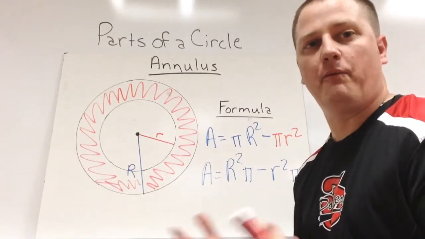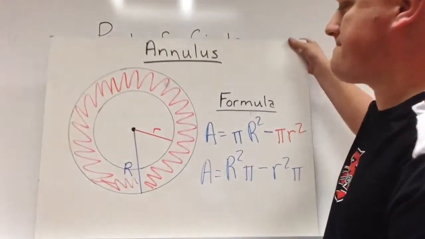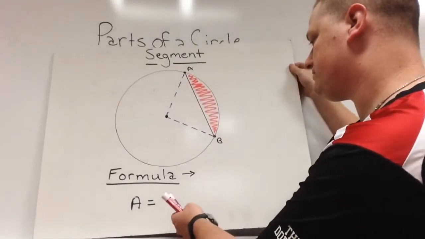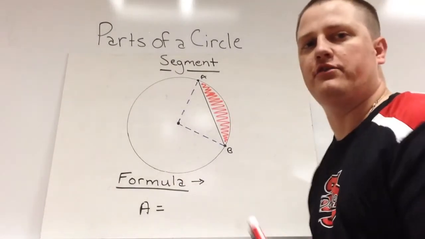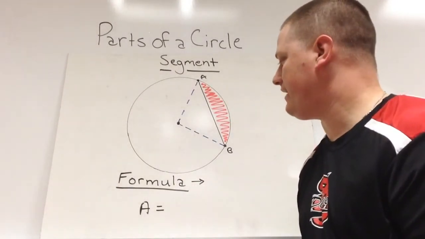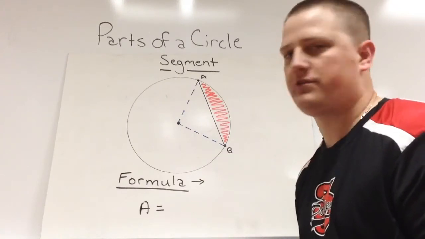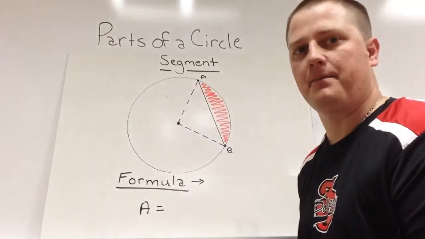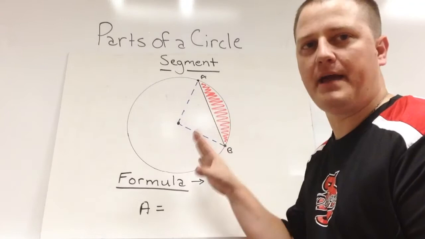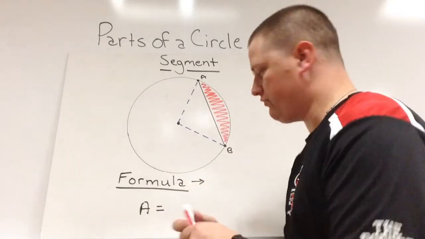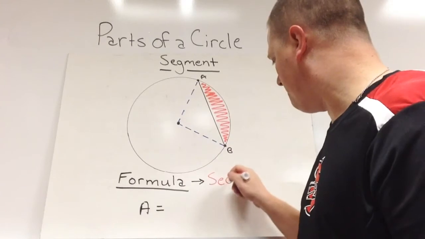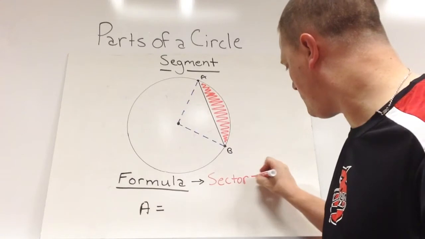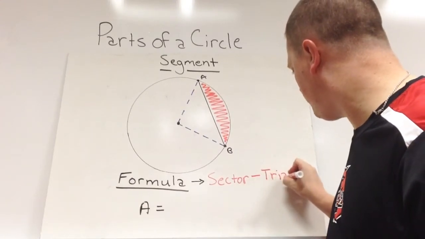Okay, we've got one more part that we need to look at. The last one is known as a segment, and a segment is a little bit tougher for people to kind of see what's going on here. The idea here is I've actually put in these dashed lines. A segment is part of a sector, so we want to start with a sector, and then if you look closely, what's happened to the sector is we've taken out a triangle.